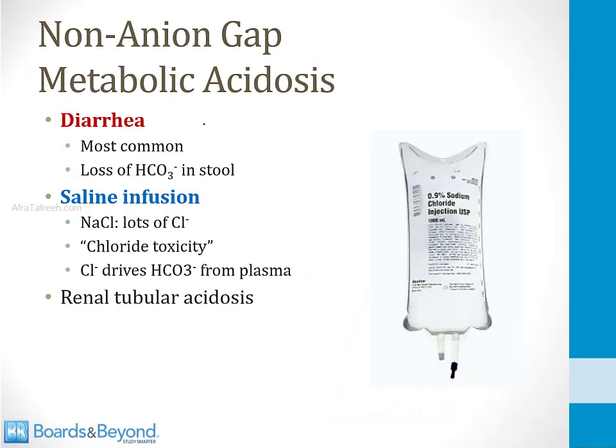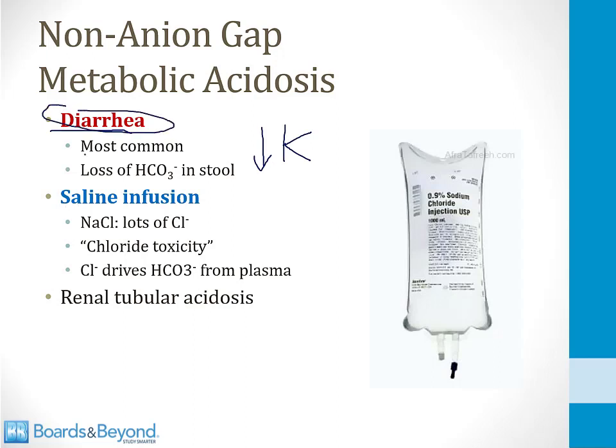Let's start by talking about the non-anion gap metabolic acidoses. Far and away, the most common cause of this problem is diarrhea. If you see someone in the hospital and they have a non-anion gap metabolic acidosis, they almost always have a diarrheal illness. Usually that's also associated with hypokalemia because you lose potassium in your stool when you have diarrhea. So a patient with a non-anion gap acidosis and hypokalemia is almost always going to have diarrhea.